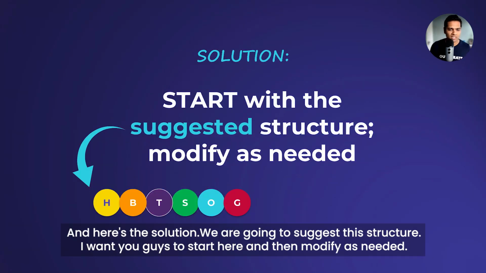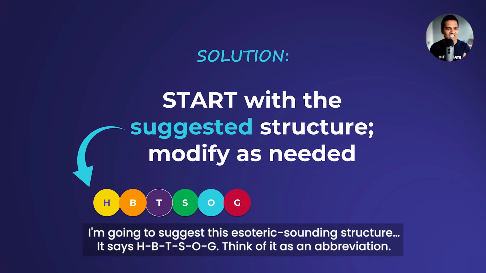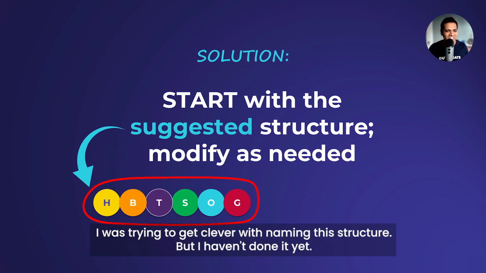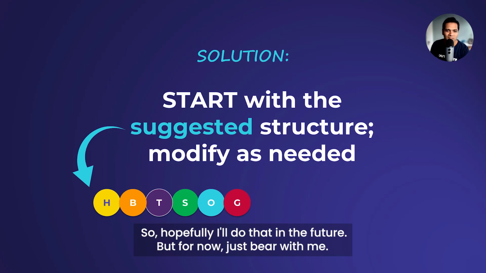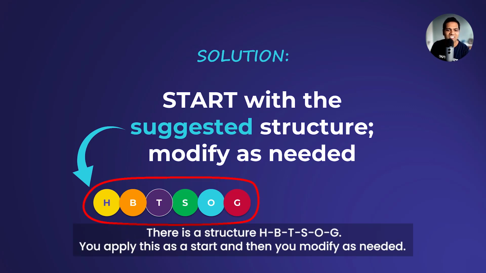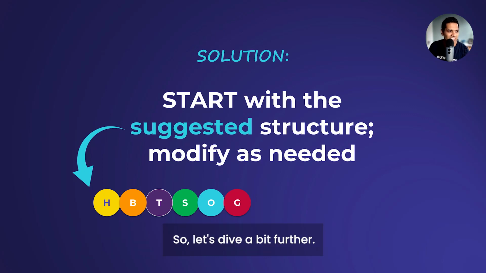And here's the solution. We are going to suggest this structure. I want you to start here and then modify as needed. So I'm going to suggest this esoteric sounding structure. It says HBTSOG. Think of it as an abbreviation. I was trying to get clever with naming this structure, but haven't done it yet. So hopefully I'll do that in the future. But for now, just bear with me. There is a structure, HBTSOG. You apply this as a start and then you modify as needed. So let's dive into it further.